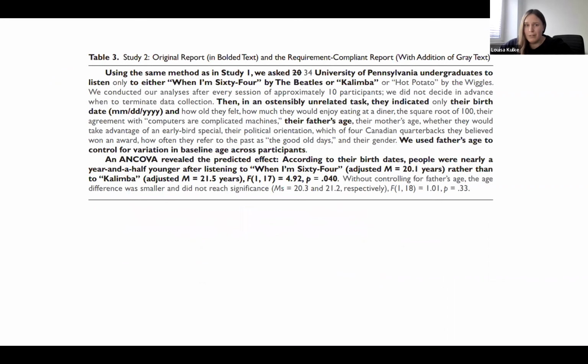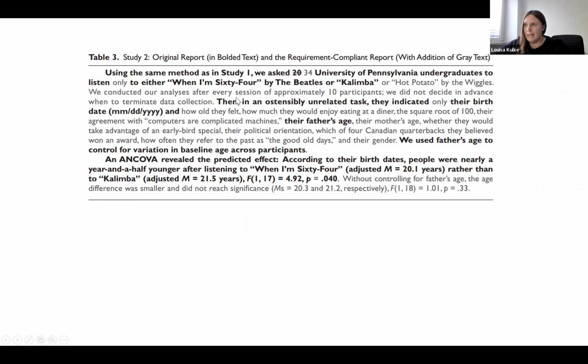And I brought an example of that, which is one of the classical examples that other open science advocates have also used in their studies, which is how you can report your study compared to what you should report. And here you see in bolded text the original report, and then the requirement compliant report added here in between. And it shows just very nicely what you can do.